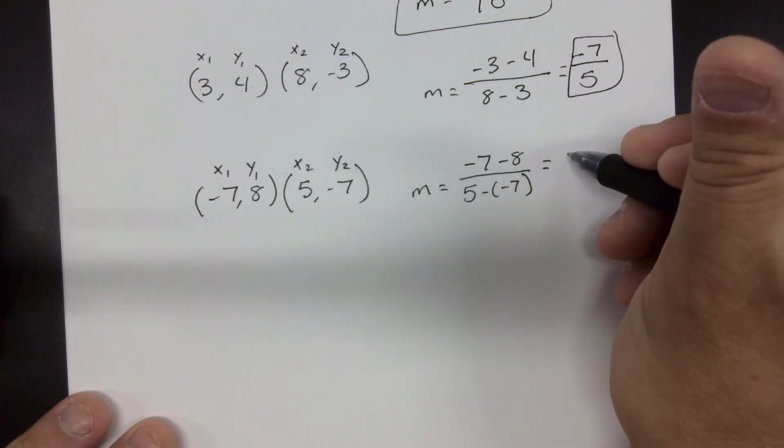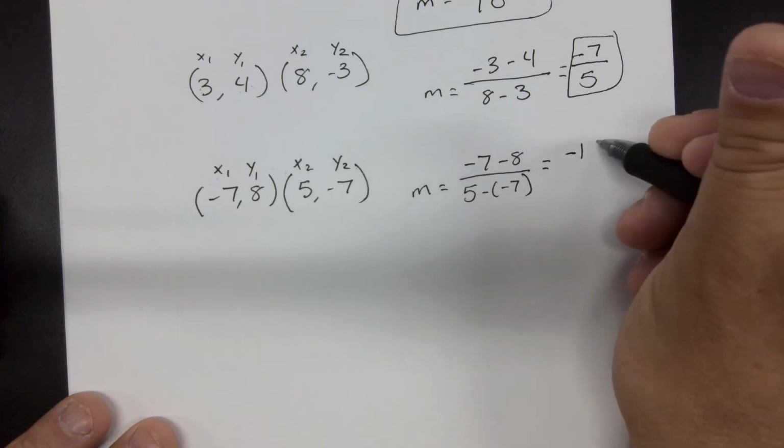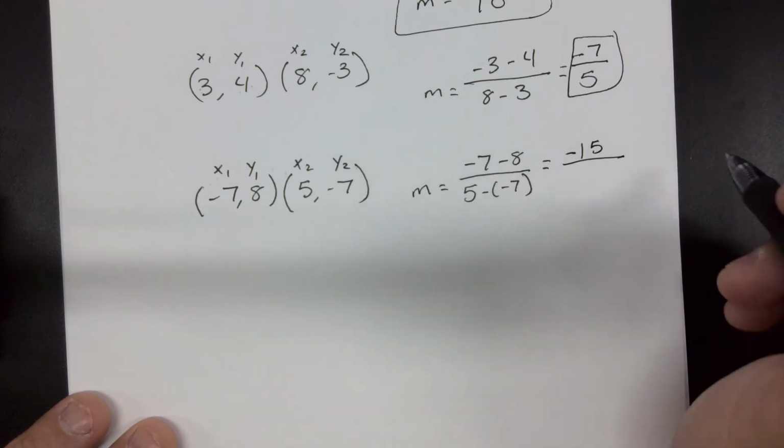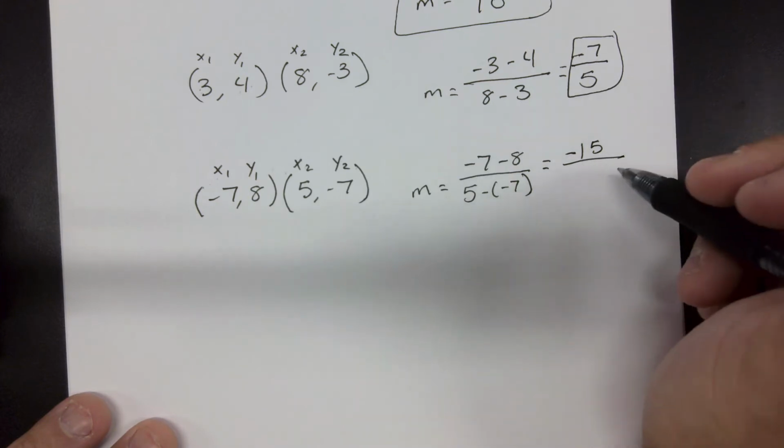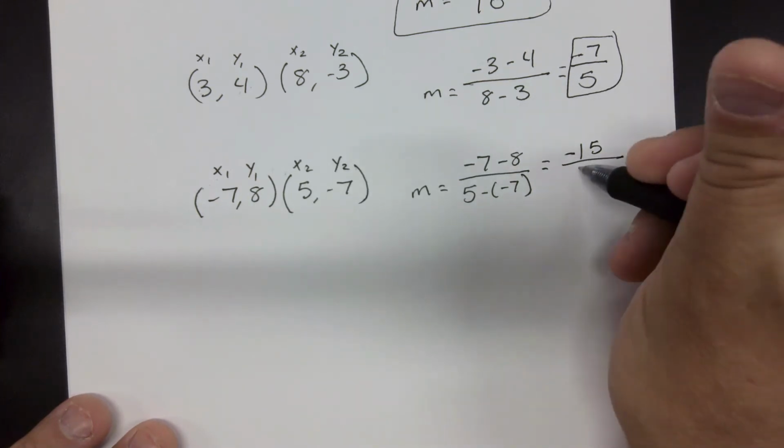Do I just add them? Yeah. Negative 15. Good. Over. What's 5 minus a negative 7? Positive. Positive what? 12. Nice.